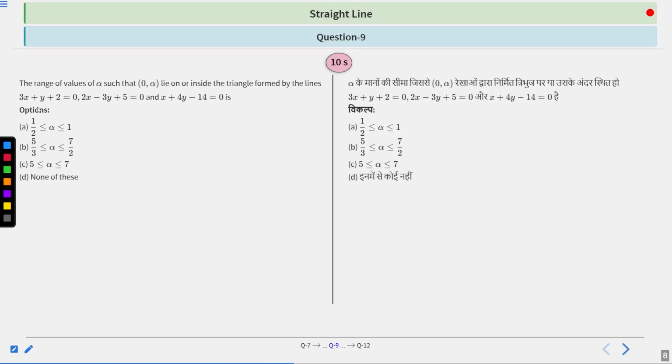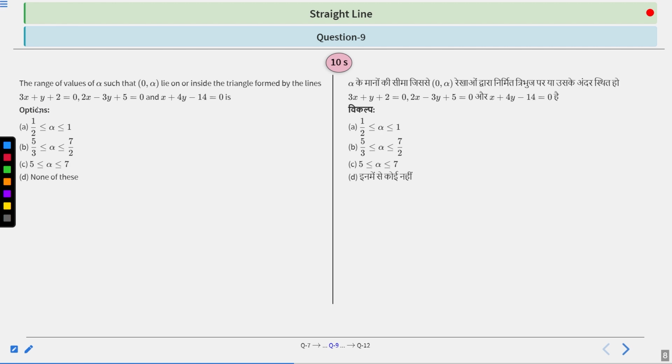Question number 9 says: the range of values of alpha such that (0, alpha) lies on or inside the triangle formed by the lines 3x plus y plus 2 equal to 0, 2x minus 3y plus 5 equal to 0, and x plus 4y minus 14 equal to 0 is. We basically have to find the range of alpha such that (0, alpha) will lie inside the triangle formed by these lines, right?